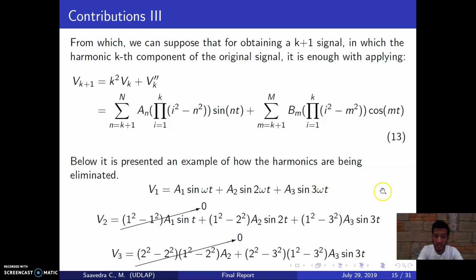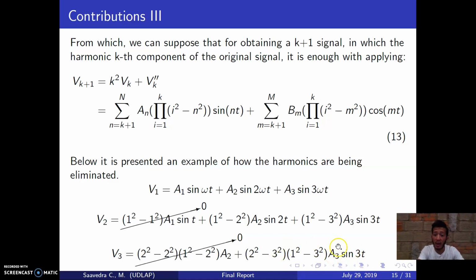If we have this as main function, our principal component and two sine harmonics, well, we have to apply the method, and we are going to obtain a V2 where the first coefficient is eliminated, and we only have the second and the third. And if we apply this again, we are going to eliminate this second coefficient and only have this third coefficient.